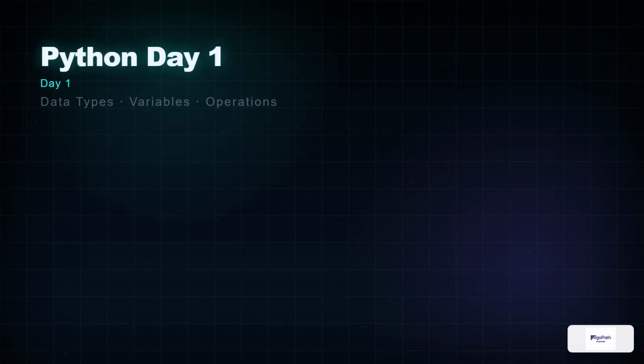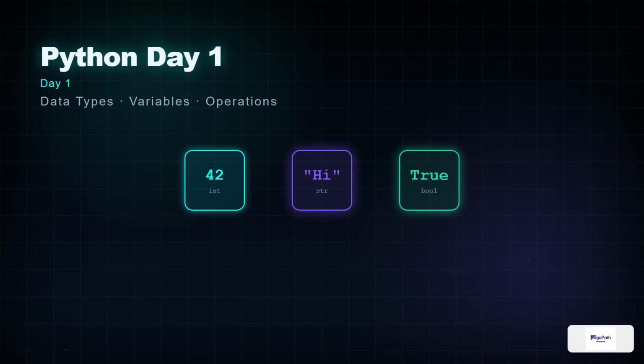Every Python program starts with data. Today, you'll meet the three basic kinds: numbers, strings, and booleans. By the end of this lesson, you'll know how to store data, name it, and operate on it.